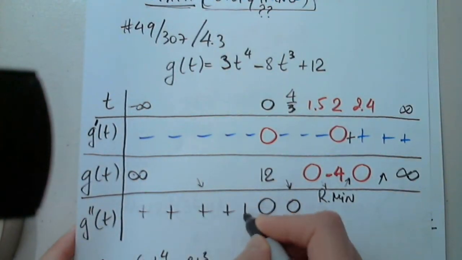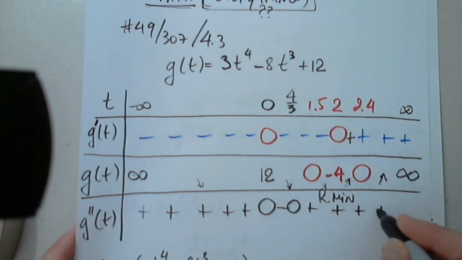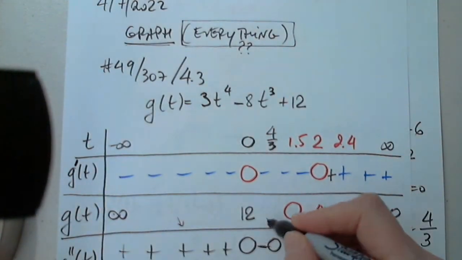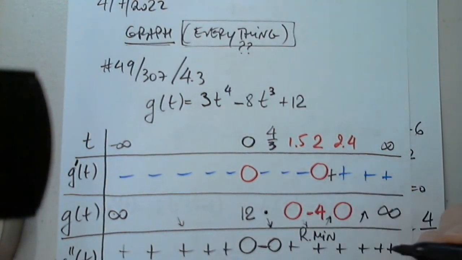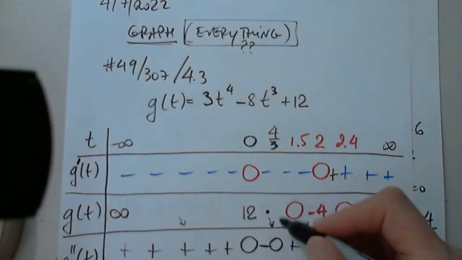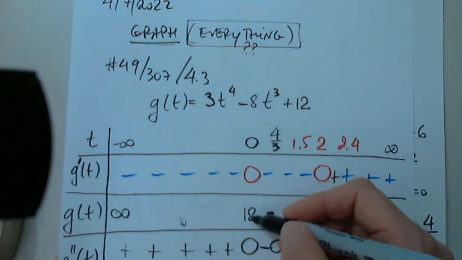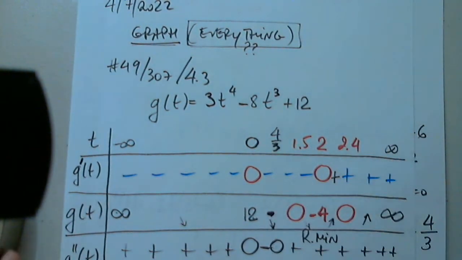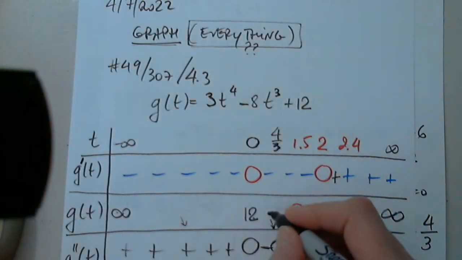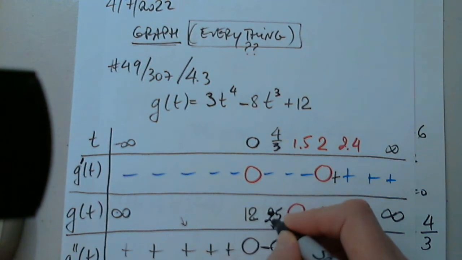So positive, negative, positive. I have to plug in this number to get the y value here, where the 0 is, right here. There is no need here because I already have it. But I have to plug in 4/3. So let's plug in 4/3. Okay, here it is. 4/3, I already did. This is 4/3, 2.5. So this here is 2.5.